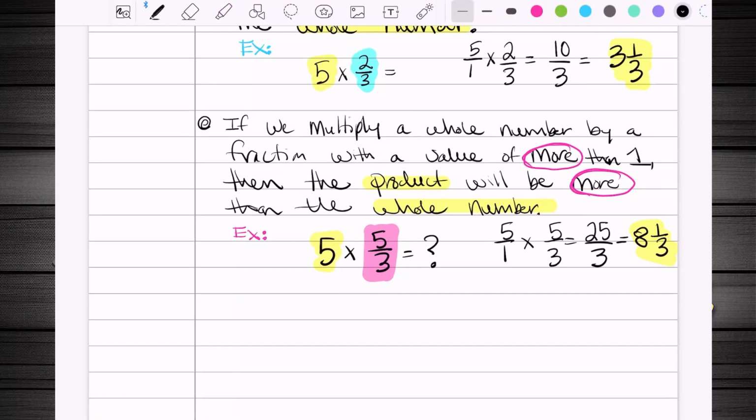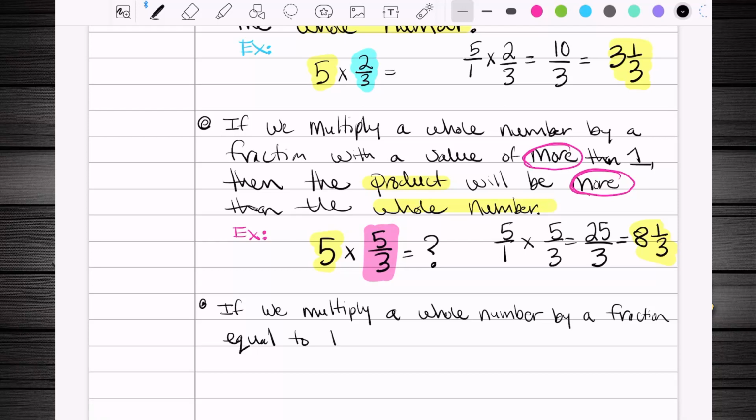If we multiply a whole number by a fraction with a value equal to 1, then the product will be equal to the whole number. So we're seeing a pattern here. If we multiply a whole number and a fraction with a value of less than 1, the product will decrease. If we multiply a whole number by a fraction with a value more than 1, the product will increase. And if we multiply a whole number by a fraction with a value equal to 1, the value of the product will be the same as the whole number we multiplied by.